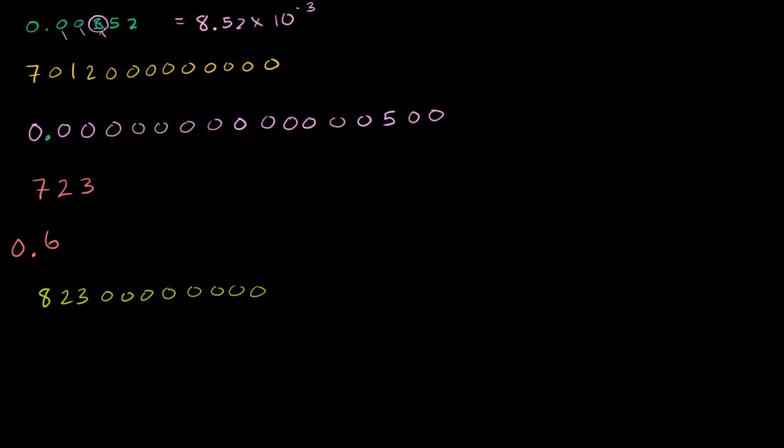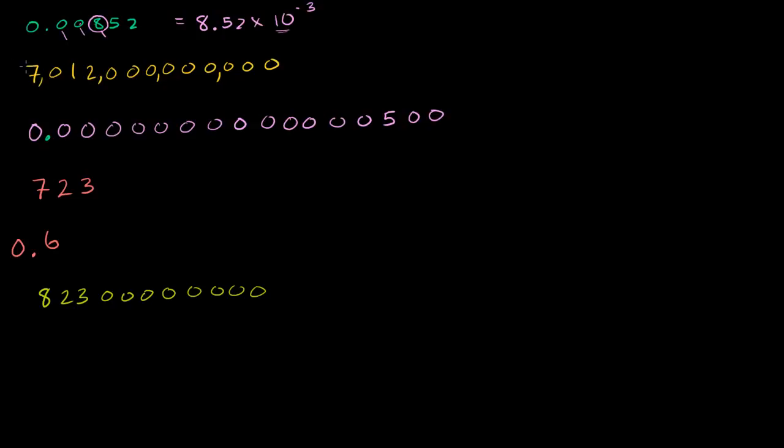Another way to think of it, this is like 8.5 thousandths, right? Each of these is a thousandths. We have 8.5 of them. Let's do this one. Let's see how many zeros we have. We have 3, 6, 9, 12.